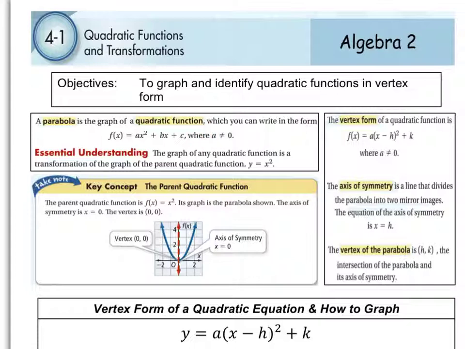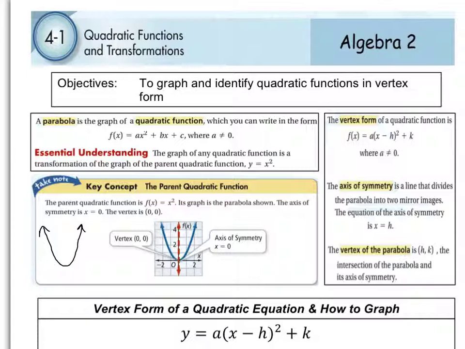Okay, so we're going to be able to graph any quadratic function that's a transformation of the graph of the parent function y equals x squared. And we're going to talk about this actual equation here in just a little bit. Okay, other key parts. The parent quadratic function is y equals x squared. Its graph is a parabola. A parabola is the U-shaped graph. So the parabola is the shape of the graph that looks like this.